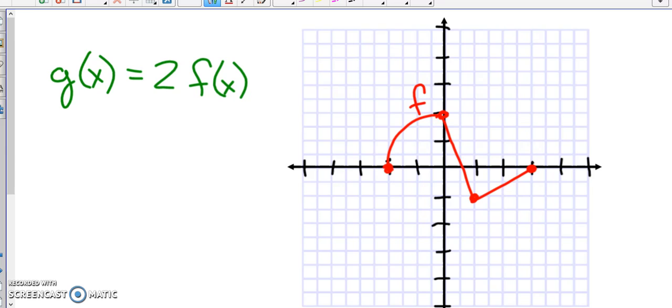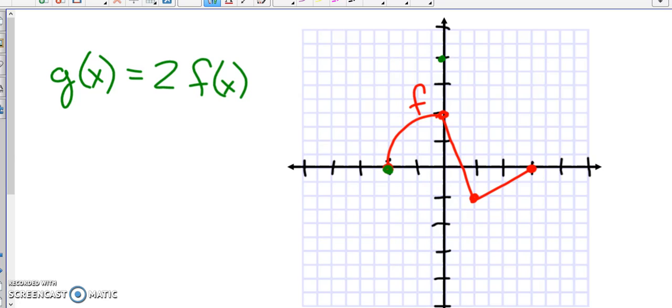So what this 2 does is it takes the output of f of x and doubles it. So basically, the output would be the y. So this 2 is basically just going to double the y like we did before, except for before, because of symmetry, it looked like it was getting narrower. You'll see how this isn't getting narrower at all. So when I do g, I basically take all the y coordinates of f and I double them. So that one's going to stay put because 2 times 0 is still 0.